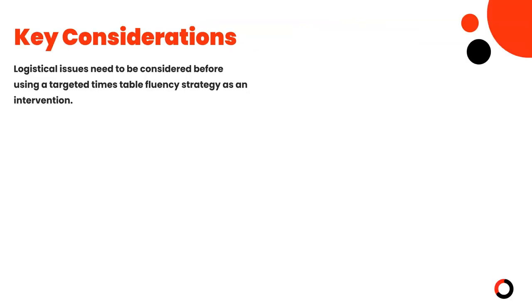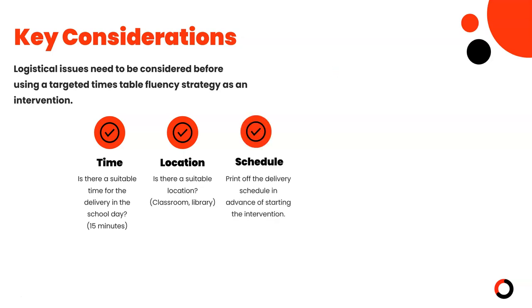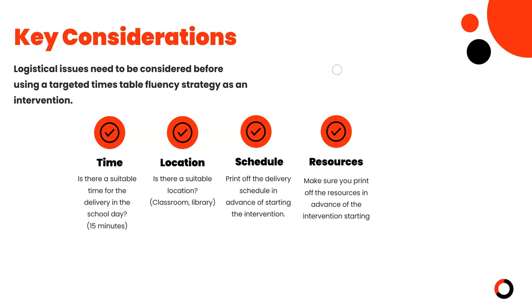So key considerations. Logistical issues need to be considered before using a targeted times table fluency strategy as an intervention. So is there a suitable time in the day for the delivery? As this is a targeted teaching assistant intervention, is there a suitable location, such as a classroom, a library, or somewhere quiet? And make sure you print off the schedule in advance.